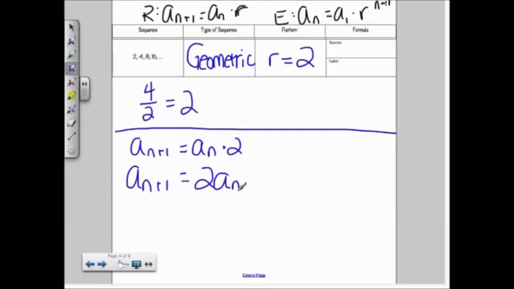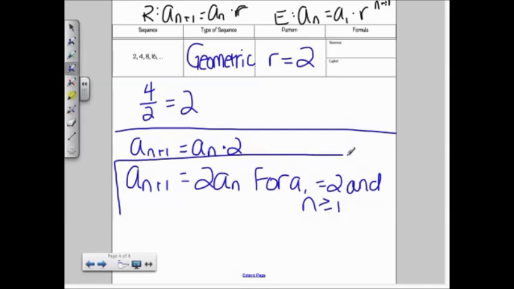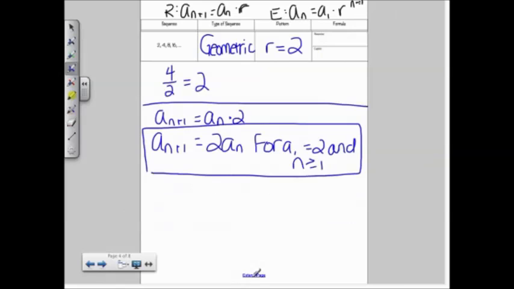And that should make sense to you because each term is twice as big as the term before it. Don't forget to define what a sub 1 is. So a sub 1 equals 2, and n is greater than or equal to 1. All right? So that right there is going to be what my recursive formula is. I'm going to fill that in right into my chart. Okay? Now for the next one, I need to figure out what my explicit formula is.